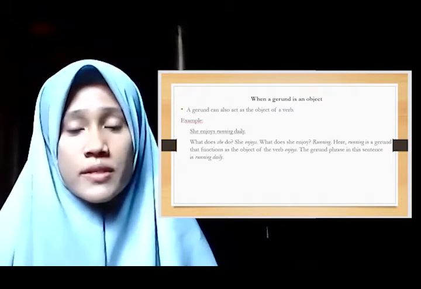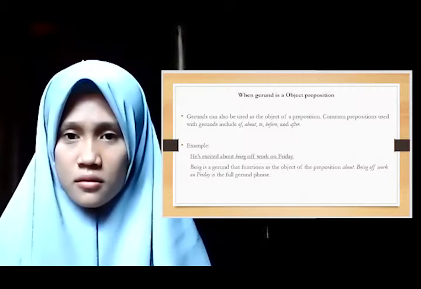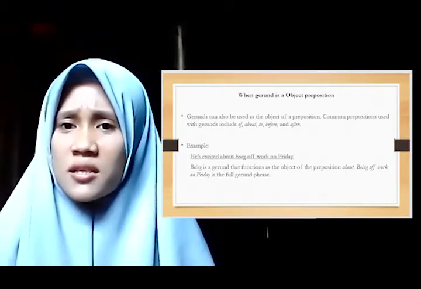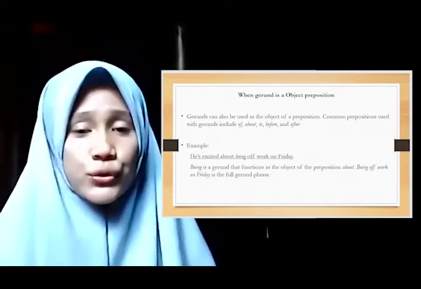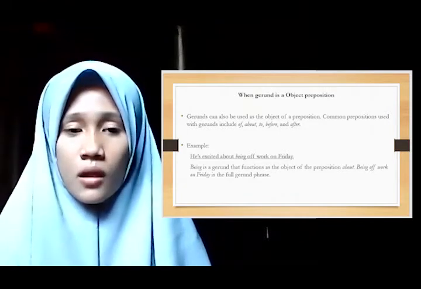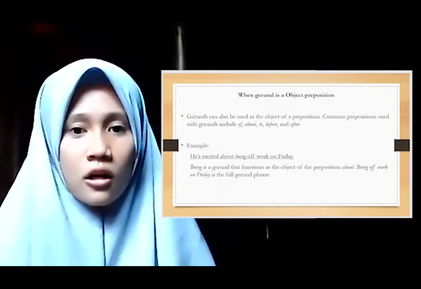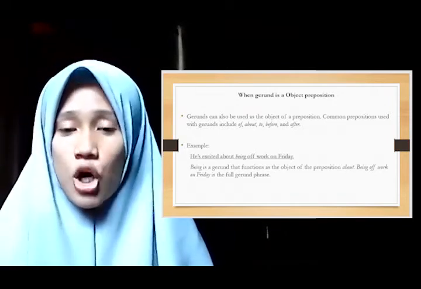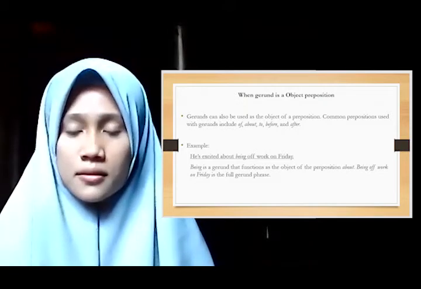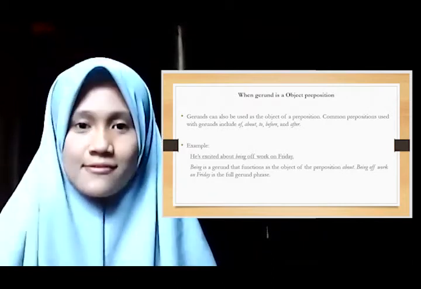When a gerund is the object of a preposition, a gerund can also be used as the object of a preposition. Common prepositions used with gerunds include of, about, to, before, and after. Example: He is excited about being off work on Friday. Being is a gerund that functions as the object of the preposition about. Being off work on Friday is the full gerund phrase.